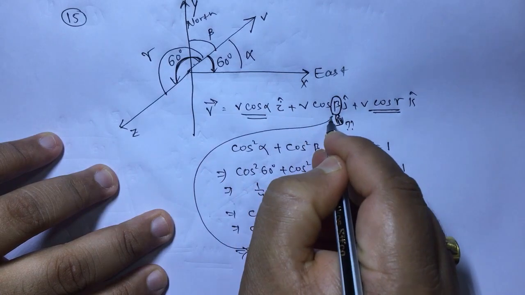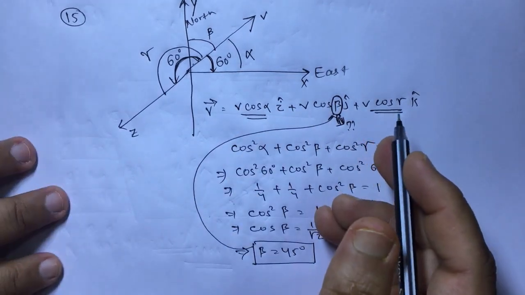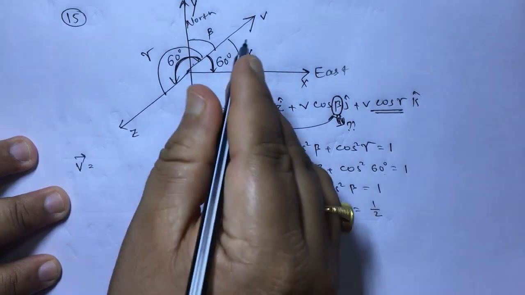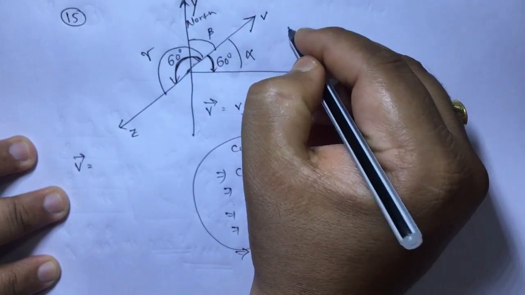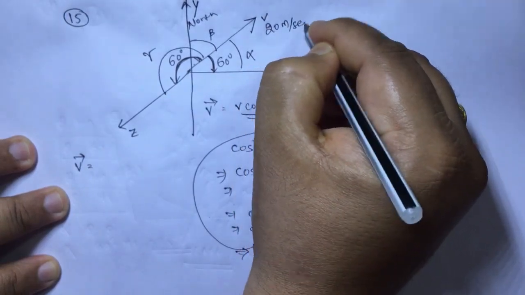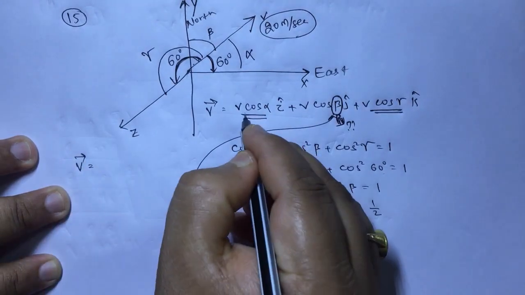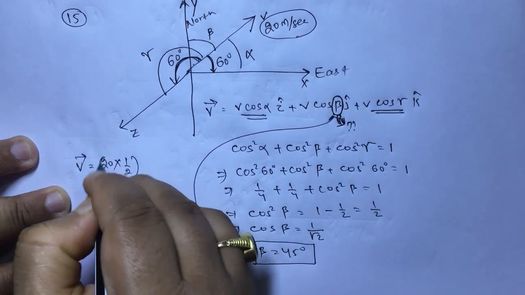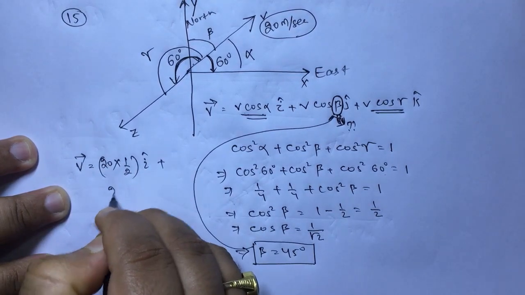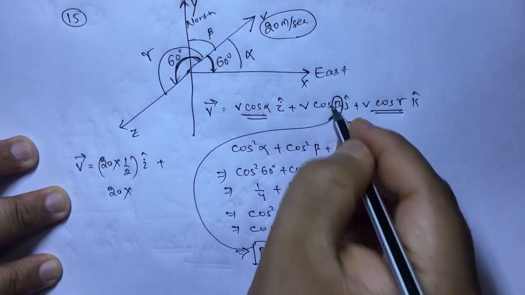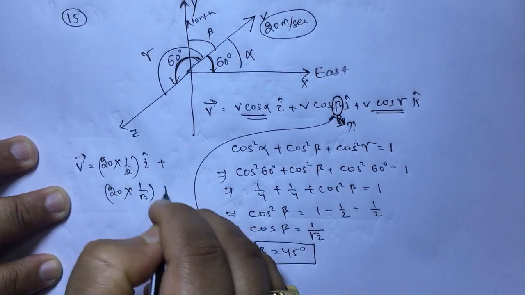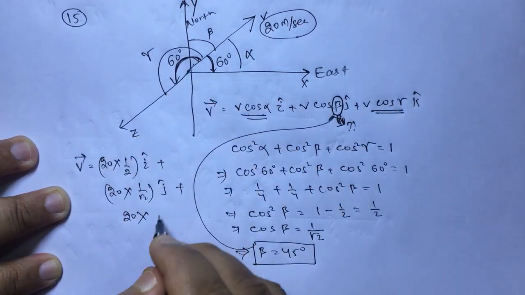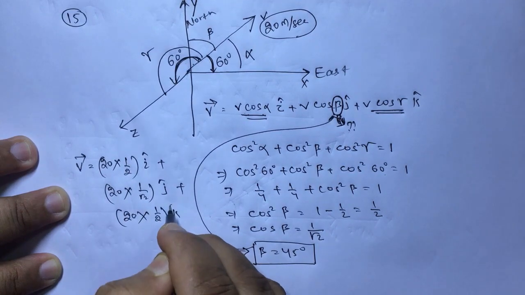Now put this beta here and write down the expression of the velocity vector. First let us write it down. So v vector will be equal to v, what is the velocity of the bird? In the question it is given as 20 meter per second. So v vector will be equal to v cos alpha, means 20 into cos 60 degree i cap plus v into cos beta, means cos 45 degree j cap plus v into cos gamma, again cos 60 degree k cap.